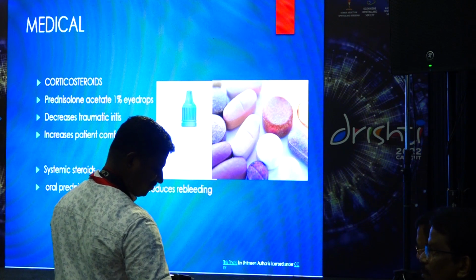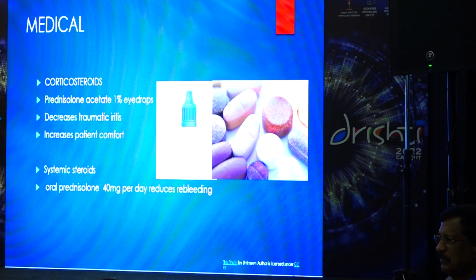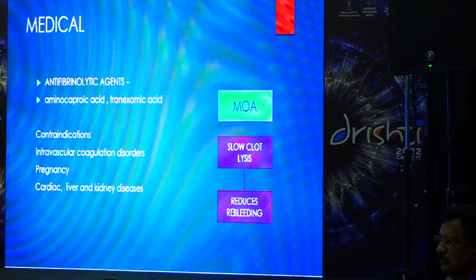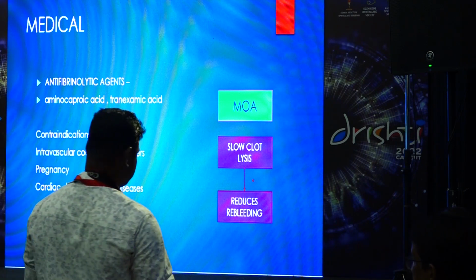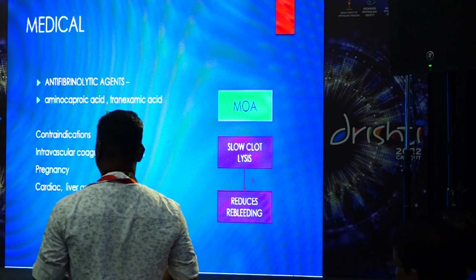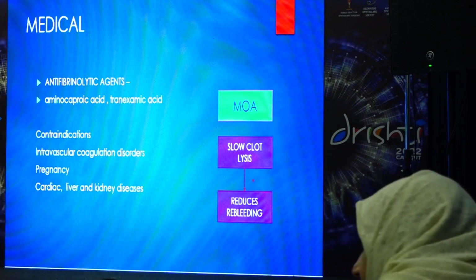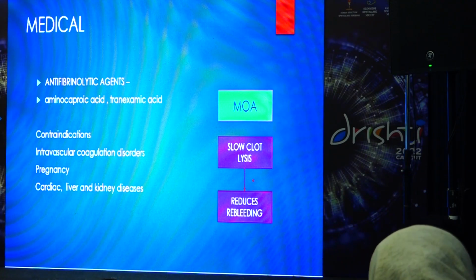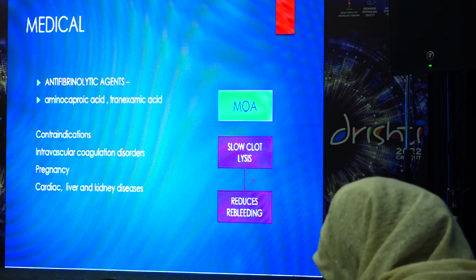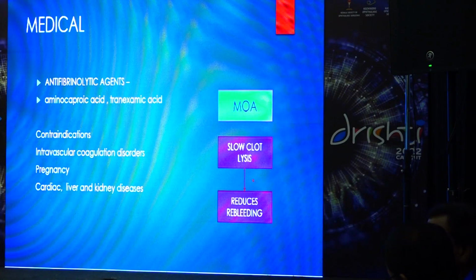Systemic steroid, oral prednisolone 40 milligram per day in divided doses, is found to reduce rebleeding. Antifibrinolytic agents like aminocaproic acid and tranexamic acid are found to be effective to decrease the rebleeding. The mechanism of action is they slow the clot lysis and reduce rebleeding. The contraindications for use include intravascular coagulation disorder, pregnancy, cardiac, liver and kidney disease. They have to be used for a minimum of 5 days because early cessation of treatment will result in rapid clot lysis and rebleeding.